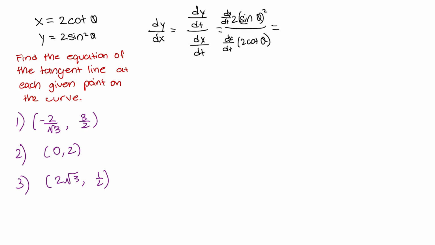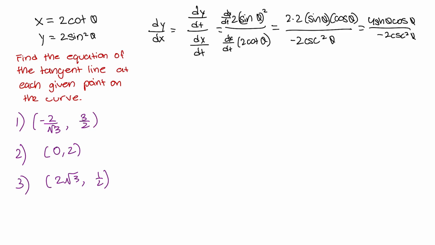So this is going to be power rule. You're going to have 2 times 2 sine theta, 2 minus 1 is 1, times the derivative of sine, which is cosine. All of that divided by the derivative of cotangent, which is negative cosecant squared, so you're going to have negative 2 cosecant squared theta. That simplifies to 4 sine theta cosine theta all over negative 2 cosecant squared theta, and that simplifies to negative 2 sine squared theta cosine theta. So that is your derivative function.